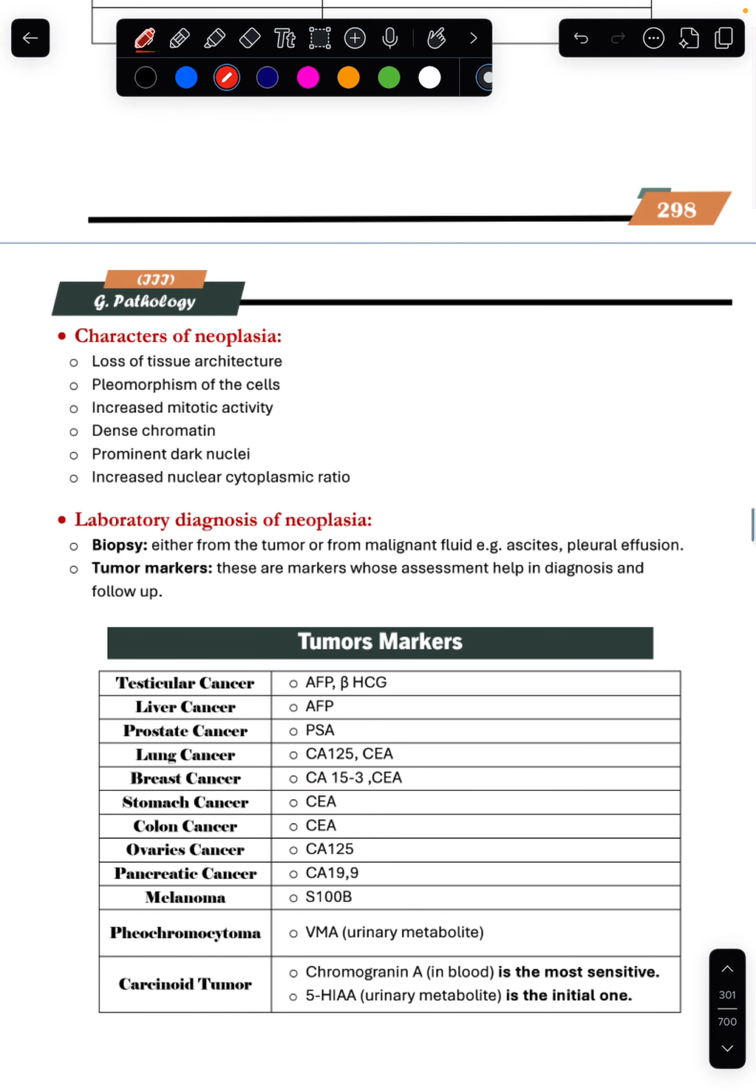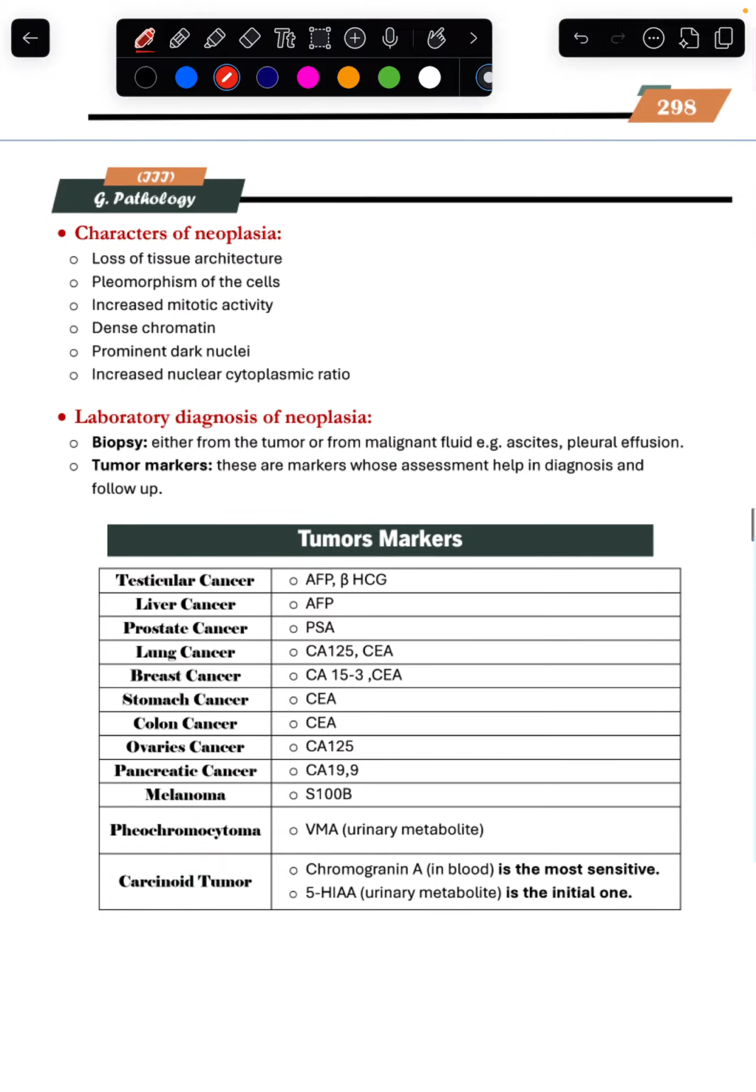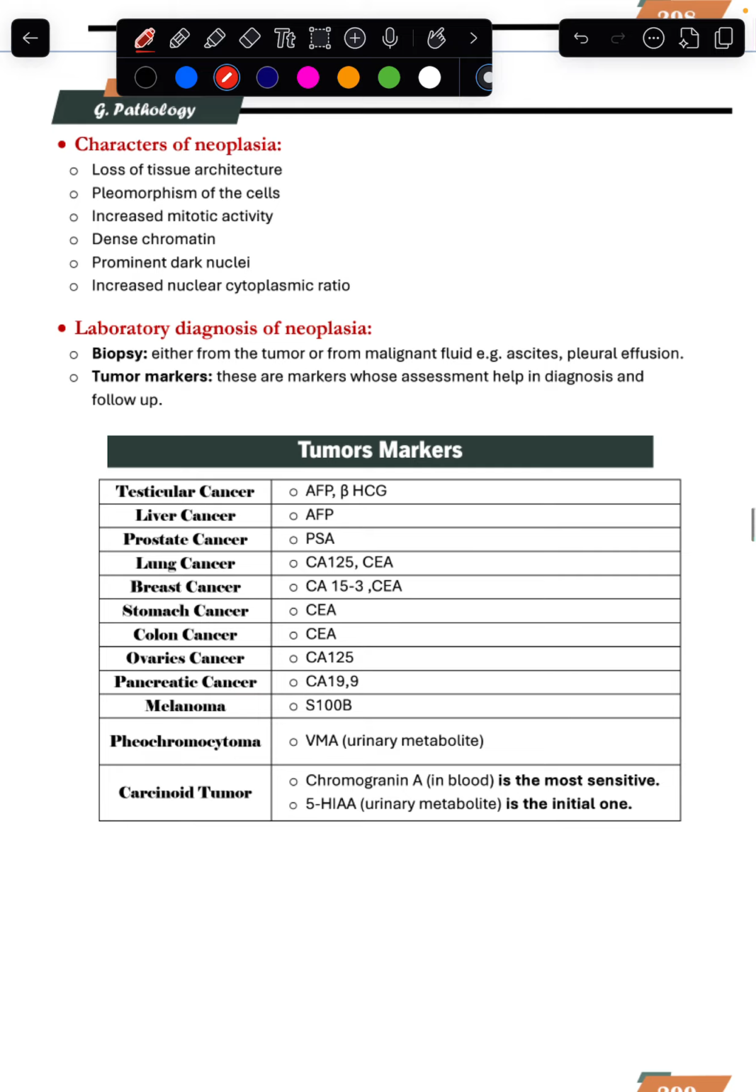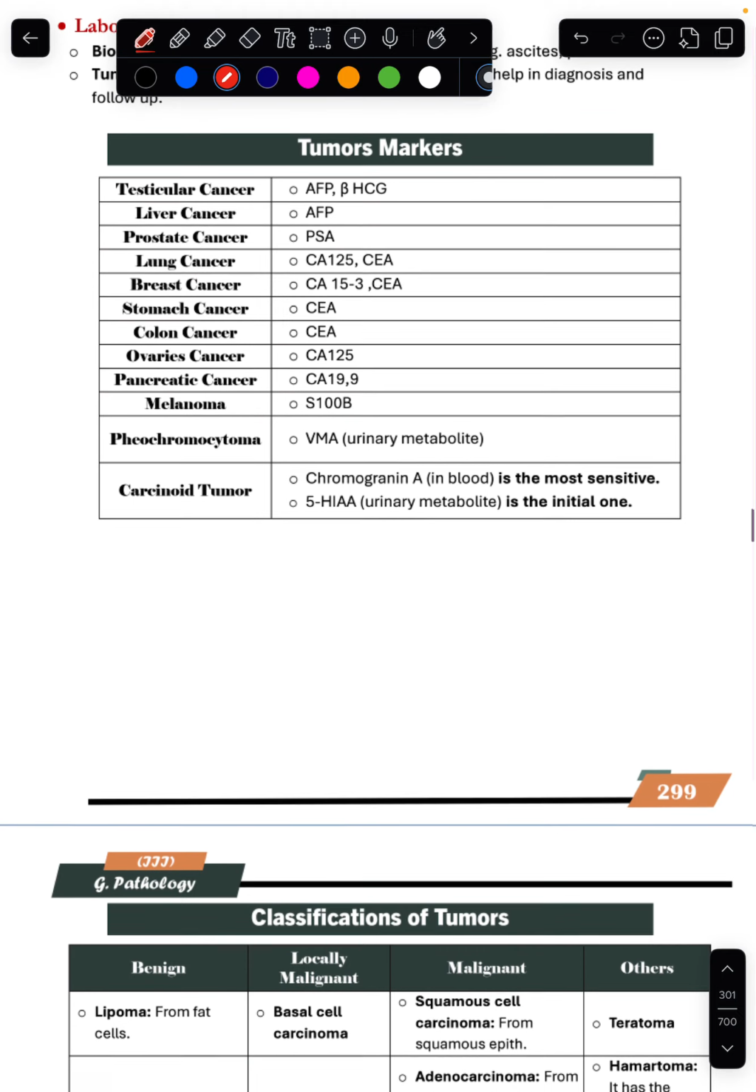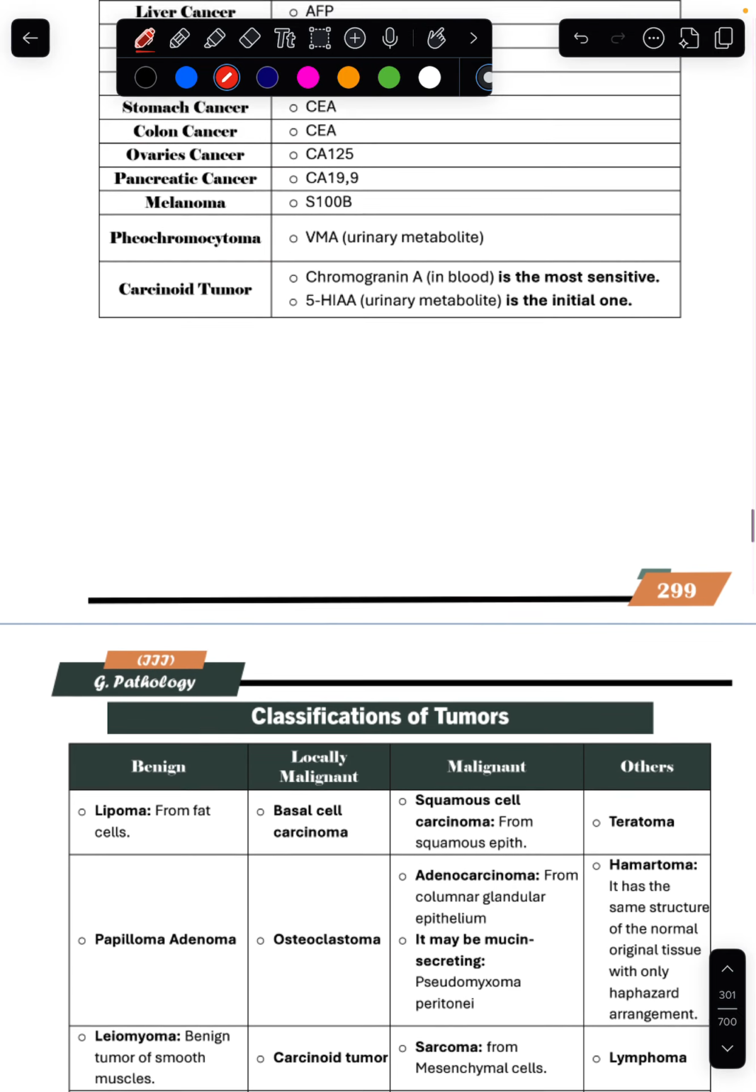Characteristics: loss of architecture, pleomorphism, increased mitotic activity, dense chromatin, prominent dark nuclei, increased nuclear cytoplasmic ratio. Now, what are the tumor markers? Testicular tumor: alpha-fetoprotein, beta-hCG. Liver cancer: alpha-fetoprotein. Prostate cancer: PSA. Lung cancer: CA 125. Breast cancer: CA 15-3. Stomach: CEA. Colon, pancreas: CA 19-9.